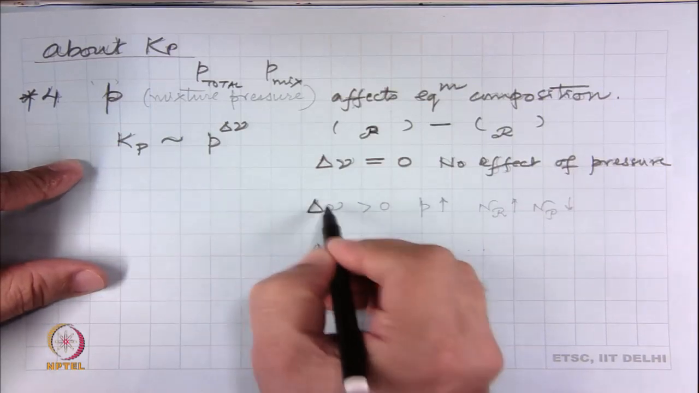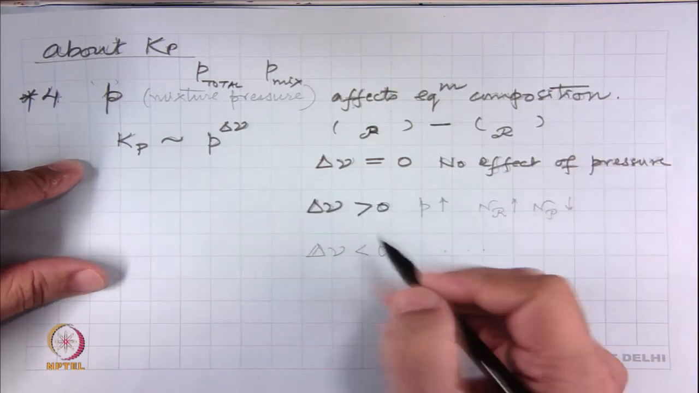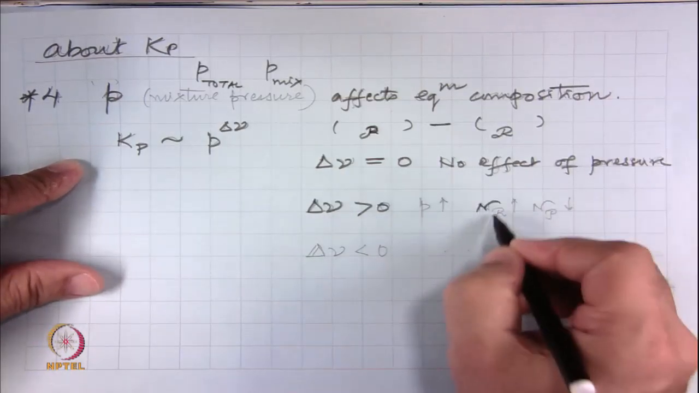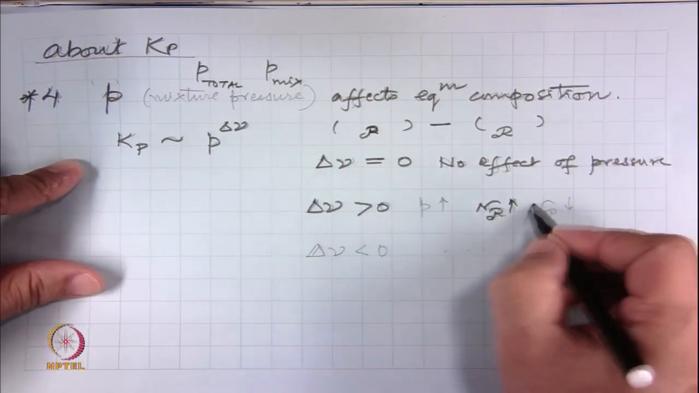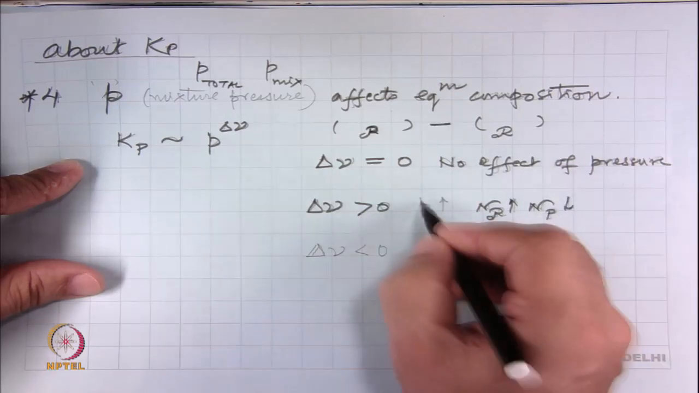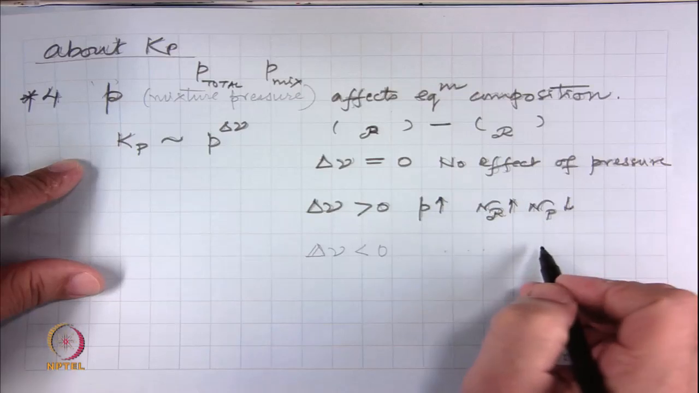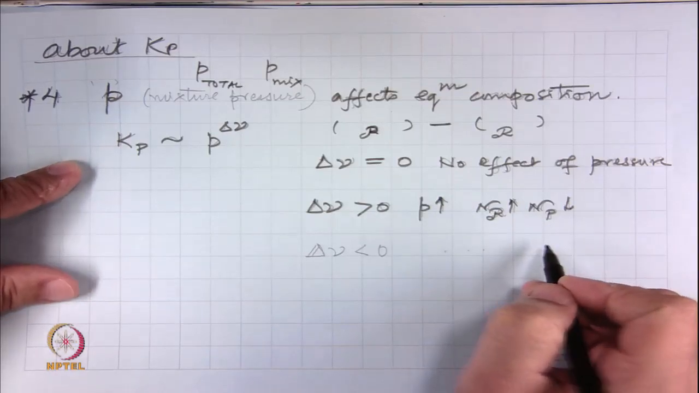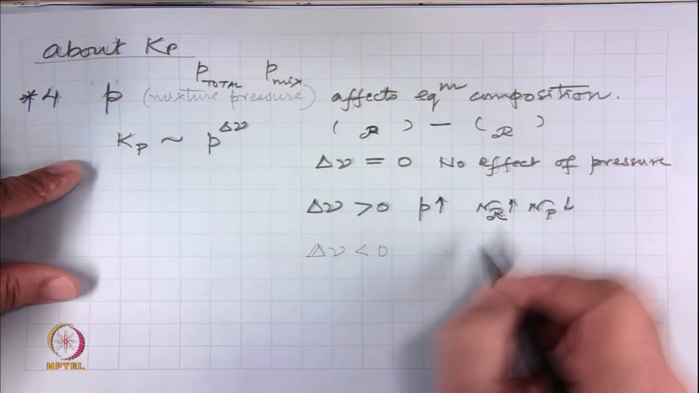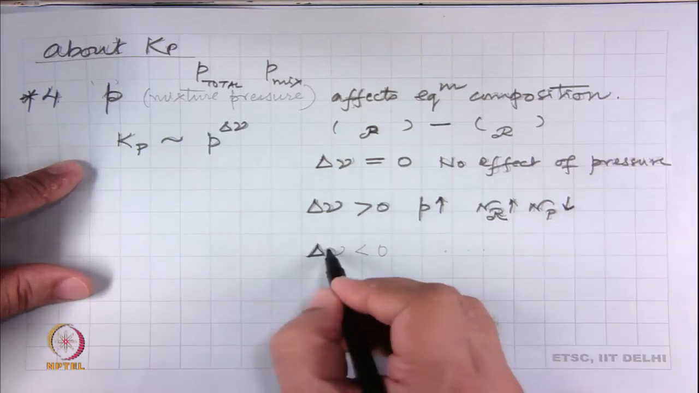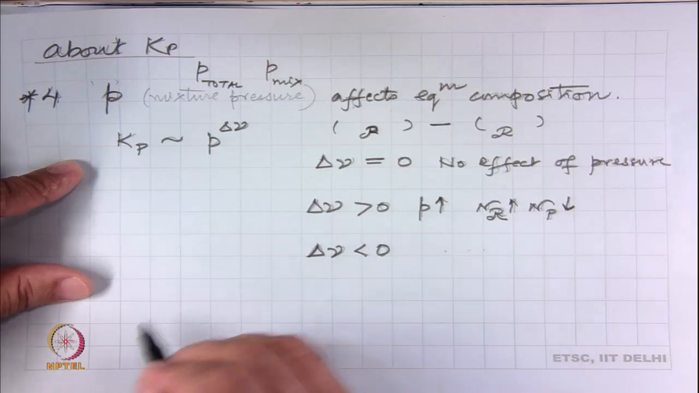But if delta nu is greater than 0, that means more moles are being added. That means the number of reactant moles is going up and the number of product moles will go down. So, as pressure increases, more reactants will be there and fewer products will be there. The opposite is the case when delta nu is less than 0.